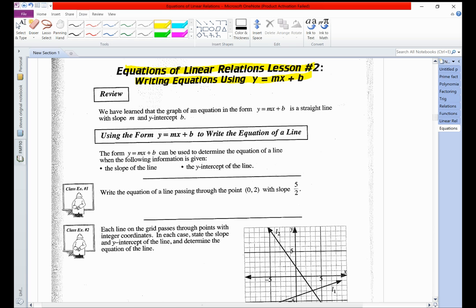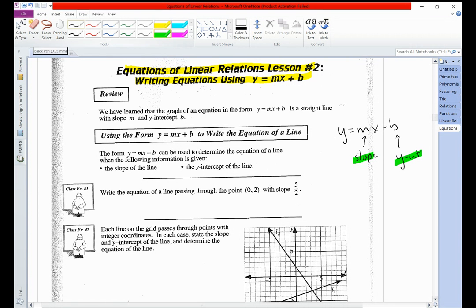So just a quick reminder, in the form y is equal to mx plus b, m is our slope, and b is the y-intercept. So all we need to do is find those two pieces of information, and we can write an equation for the line that we have.